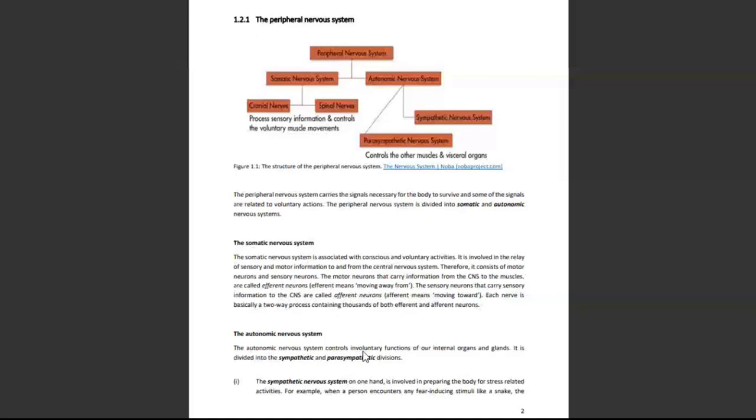The autonomic nervous system controls involuntary function of internal organs. Internal organs, what comes to your mind when you hear the word internal organs are your lungs. Lungs, your internal organs. You can't control your breathing rate. Yes, you can control it, but perhaps, however, it's involuntary.